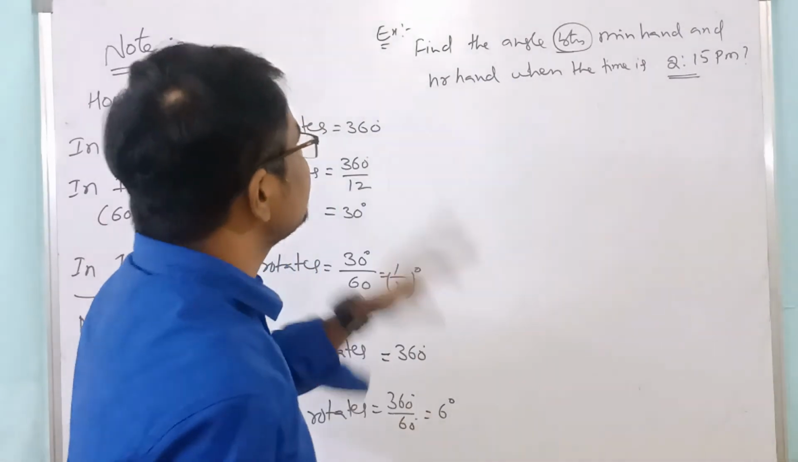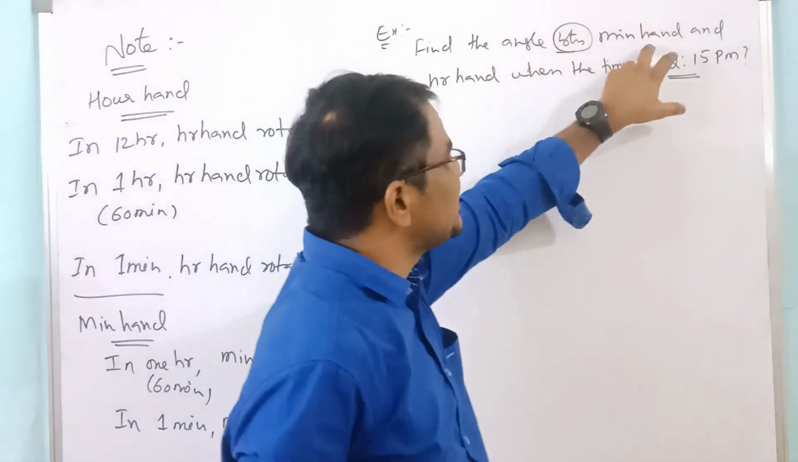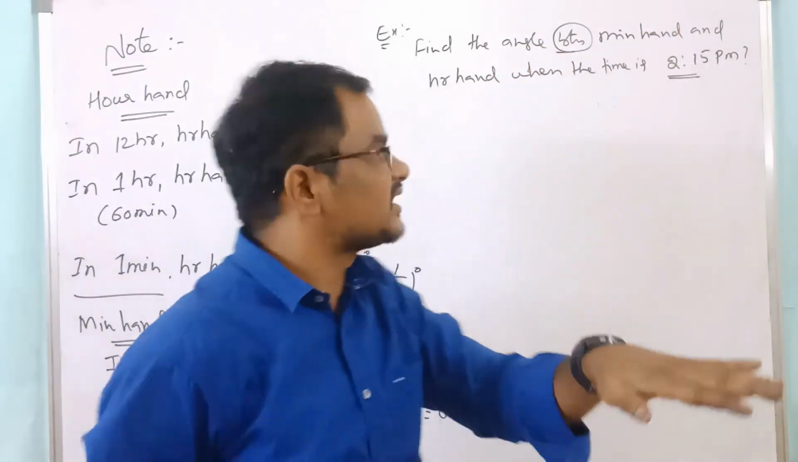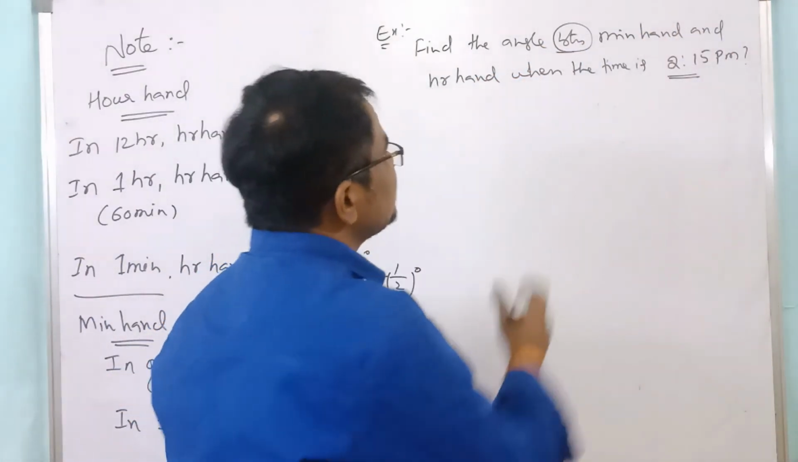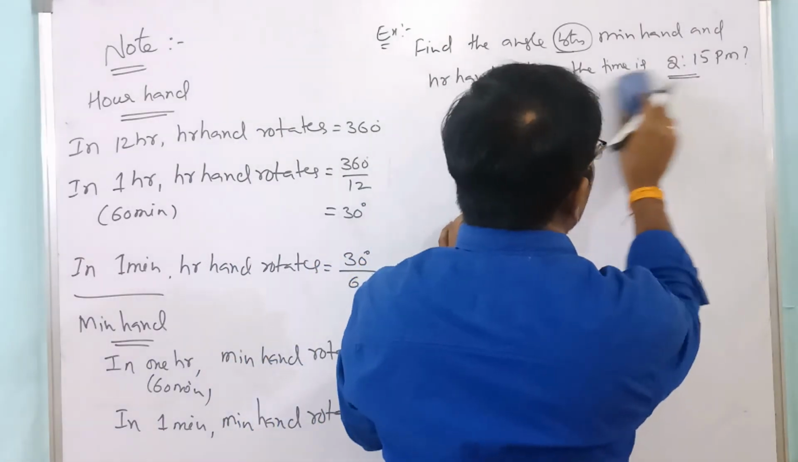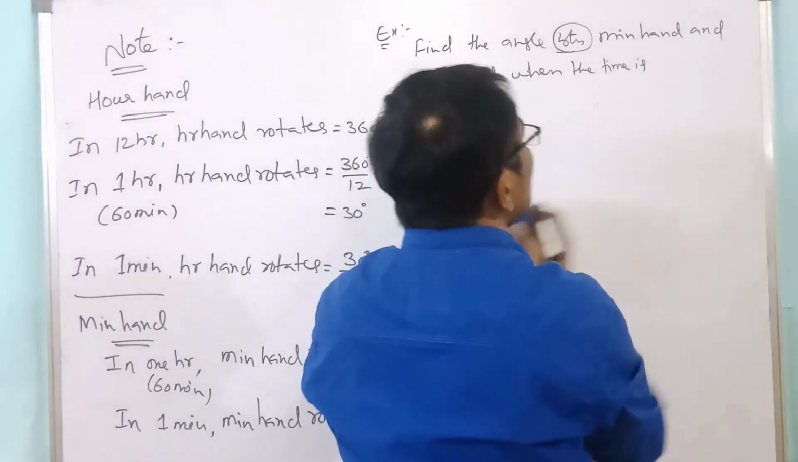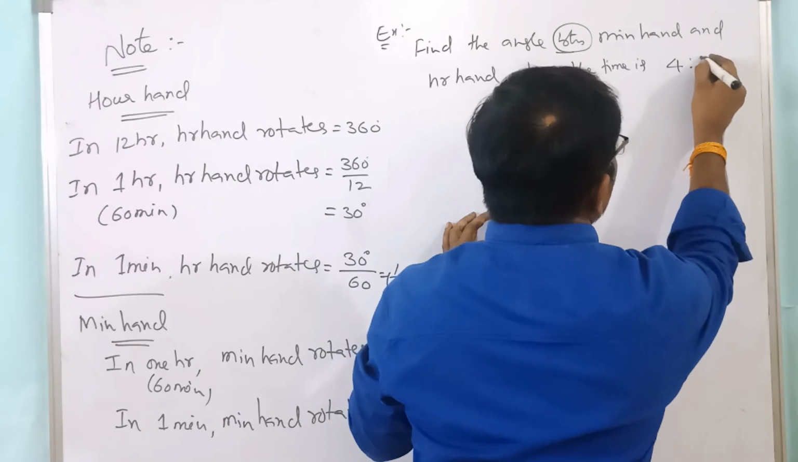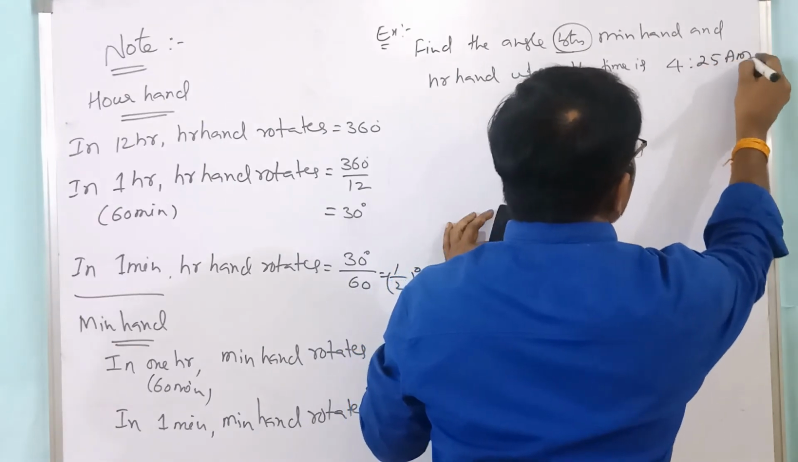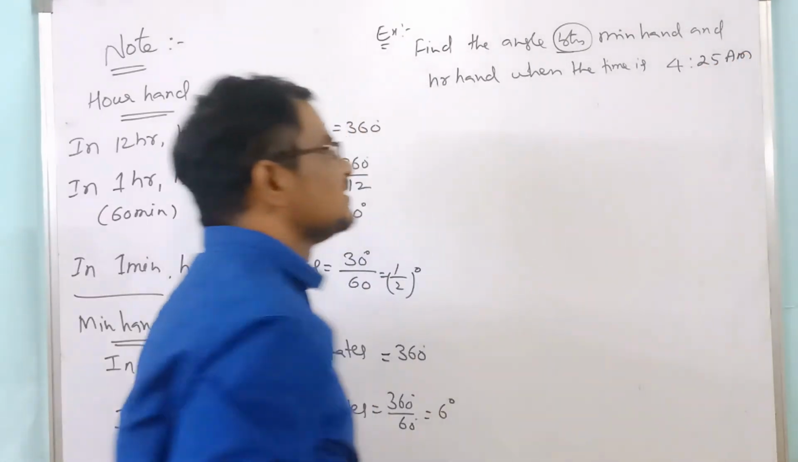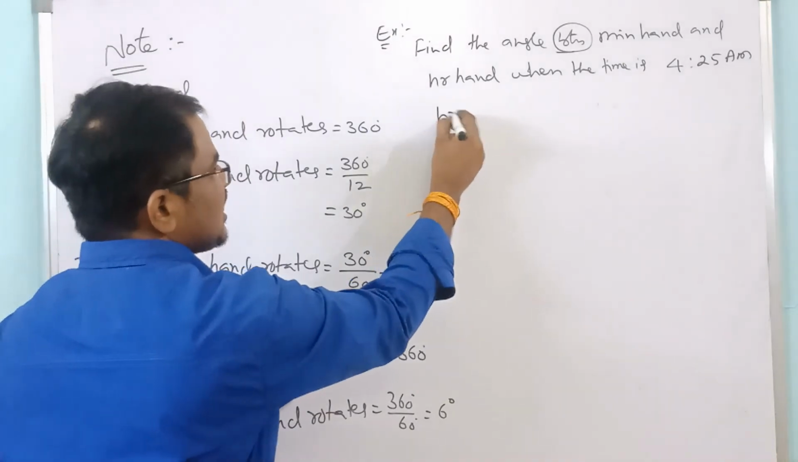Suppose they ask the same: find the angle between the 2 hands of a clock when the time is, suppose, 4:25 a.m. they give, right? Like this. So first you take the hour hand.